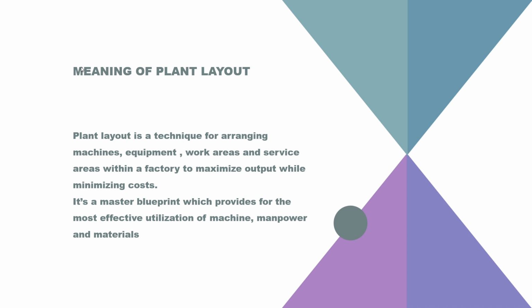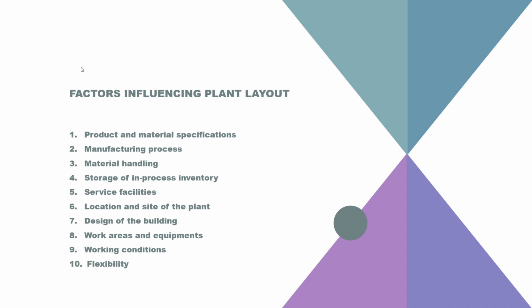We can study factors influencing plant layout. First one is product and material specifications. The weight, form and physical and chemical characteristics of a material has a great influence in locating a facility. The products, if hazardous and dangerous, isolation of facility is to be done. That is for the protection of the employees.